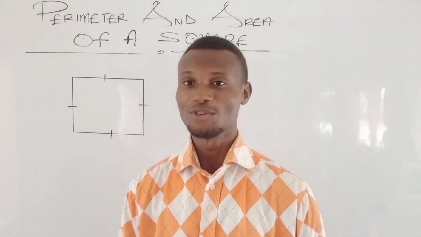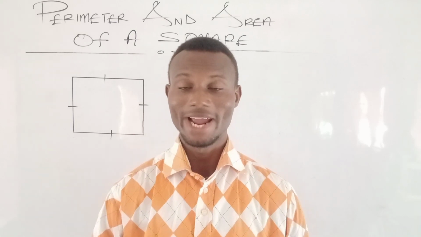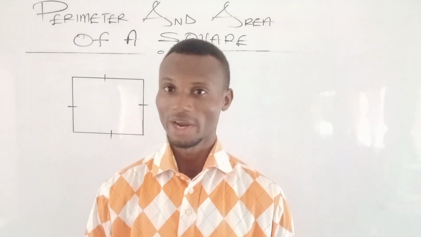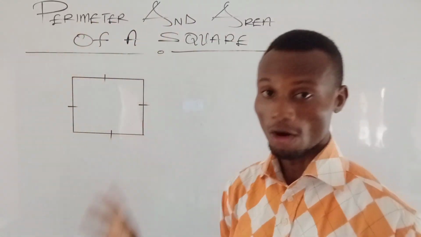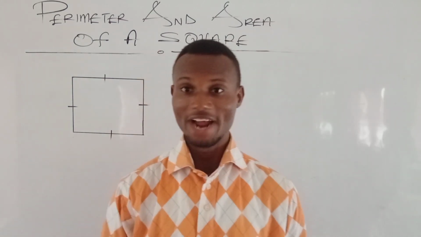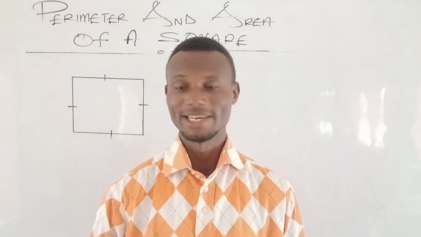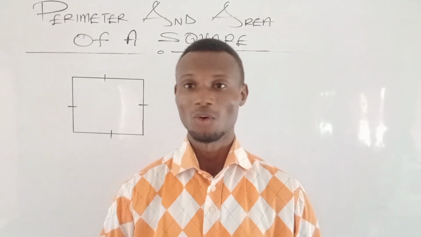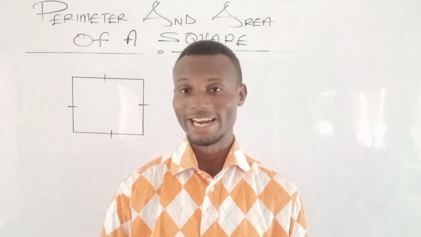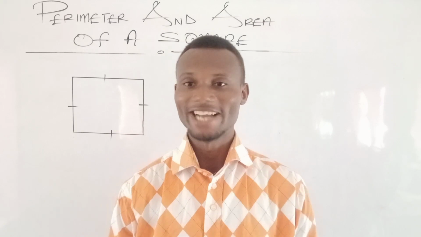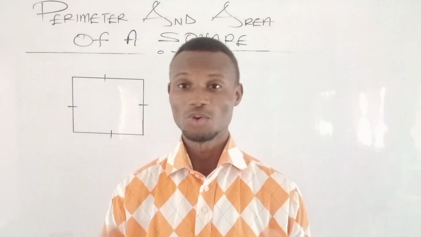In this video we are going to derive the formula for finding the perimeter of a square and also the area of a square. As you can see from the topic, we are going to handle the perimeter and area of a square. Now, just a quick recap on what perimeter is. I've done a detailed explanation of perimeter and area in the previous videos, but I just want to do another recap so that if you are watching for the first time, you don't get confused.